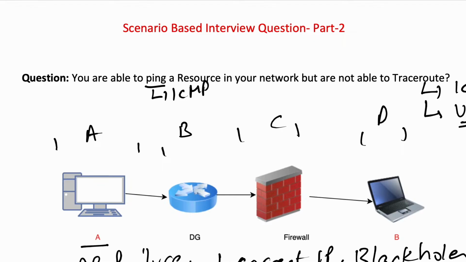A network black hole is when a device silently discards the packet. Then there could be things like network congestion, another reason. Then there could be hardware issues. If we are saying A to B, we are assuming A and B are both okay physically, but there could be hardware issues on the router and the firewall.